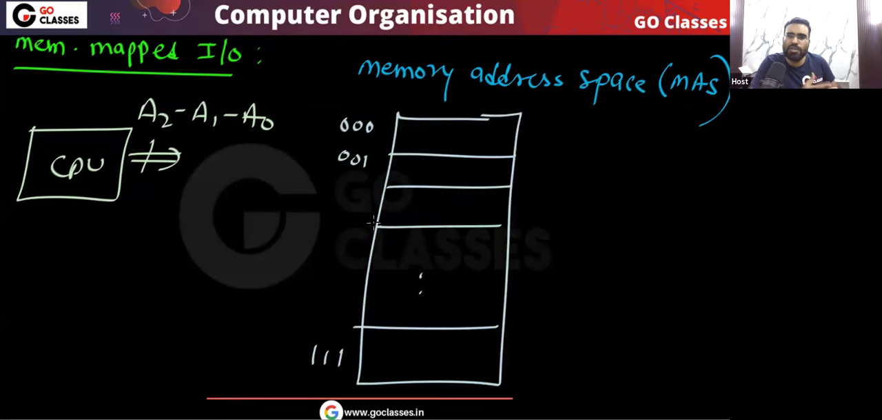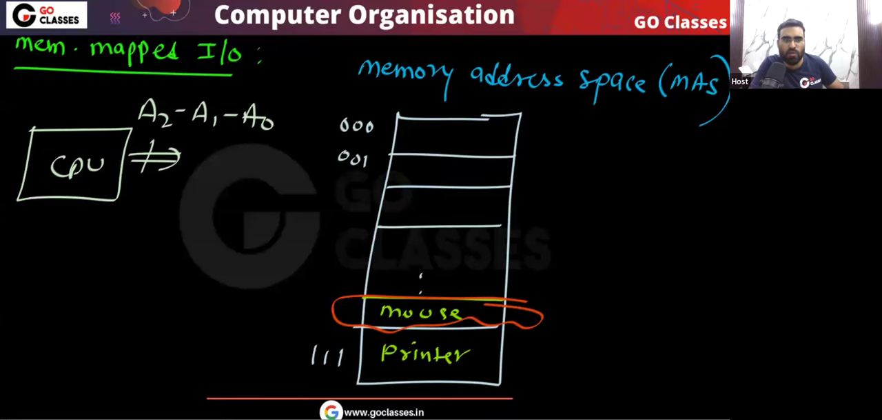Some students think that this is the main memory cell and here we are putting the printer, or that the mouse is put here. This is not what happens. Are you getting my point? Some students think this is where we are putting the mouse. No, we are not putting the mouse here. Some students think we are putting the printer here. No, we are not putting the printer here.